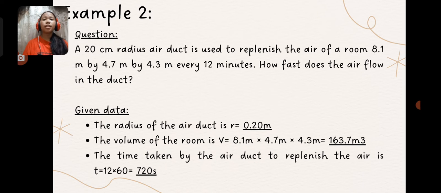So if you're wondering why times 12 by 60, when in fact there is no 60 given in the problem. 1 minute is equal to 60 seconds, and we need the time to be in seconds. So the time needs to be in seconds here. So 12 times 60 equals 720 seconds.